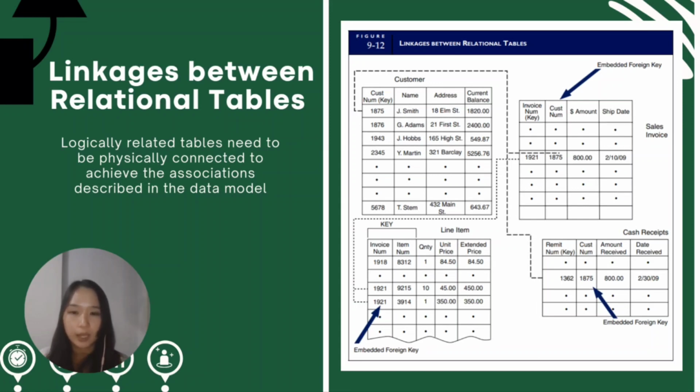1921. To obtain the line item detail from the invoice, the program searches the line item table for records that have the foreign key value of 1921, and those records are retrieved.